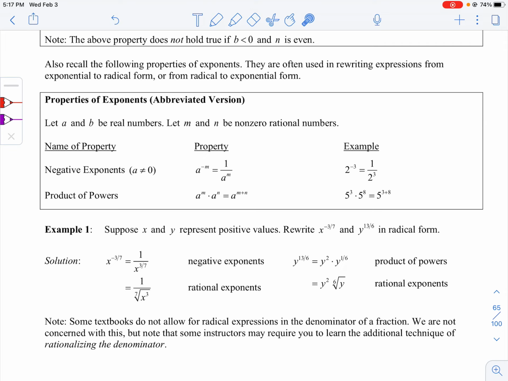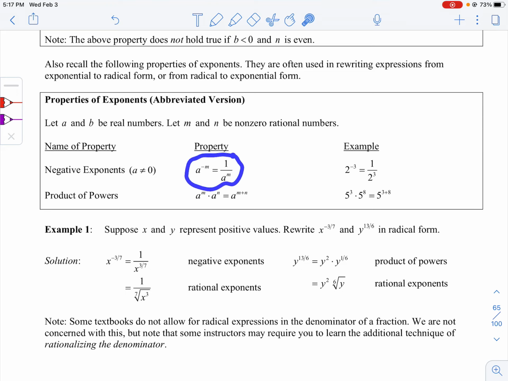2 to the power of 3 is 2 times 2 times 2. 2 to the power of 5 is 2 times 2 times 2 times 2 times 2. Right? The exponent tells us how many times we have to multiply the number. But what if that is a negative? What does that mean? That is called the negative exponent property.